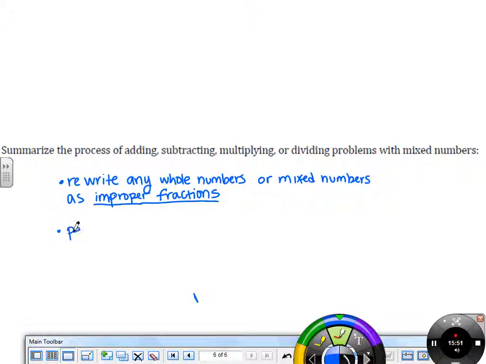The next thing we do is perform the operation. Okay, and what I mean by that is whichever operation you are directed to do. So if it's addition, you add fractions as you normally would. If it's subtraction, you subtract. Those require common denominators. If it's multiplication, you multiply. If it's division, you divide. And then at the end, we always work to simplify our answer if necessary.